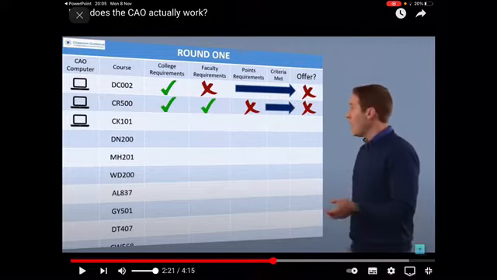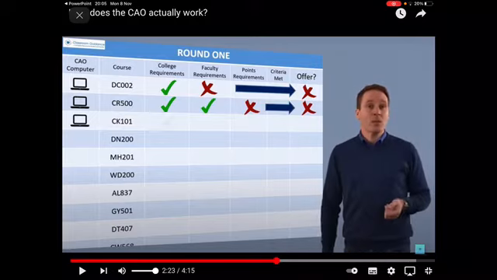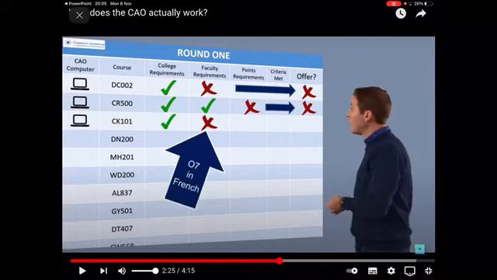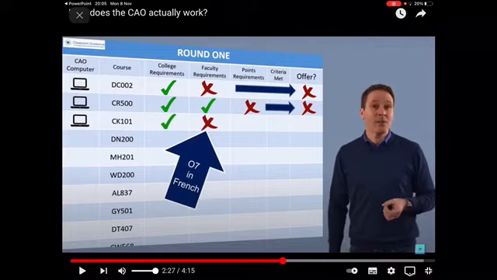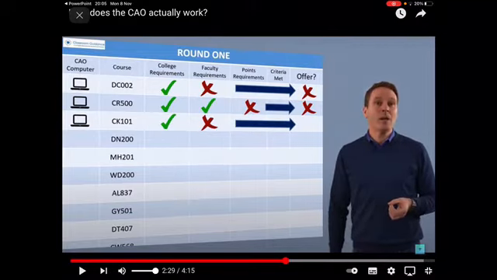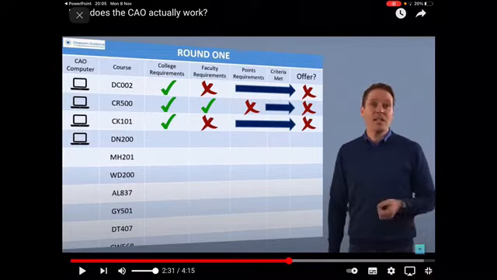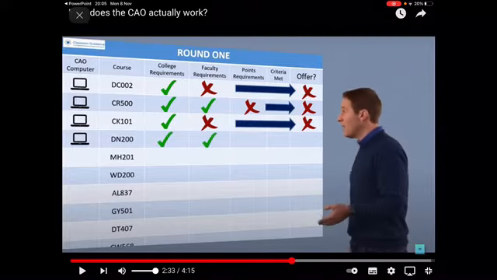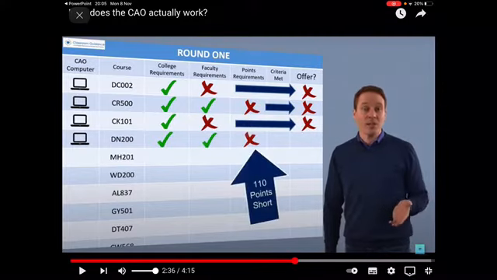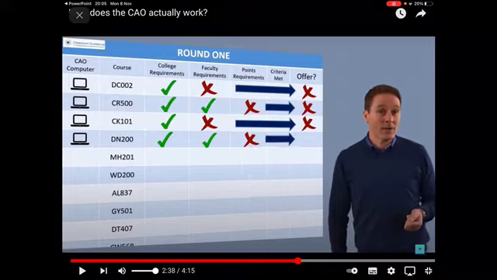Number 3, arts in UCC. He gets the college requirements, but the faculty requirements don't happen because he failed French. He got an O7 in French, therefore no offer given. Number 4, UCD Science. He gets the college requirements, he gets the faculty requirements, but he's a whole lot short in the points. He's 110 points short, therefore no offer given there either.